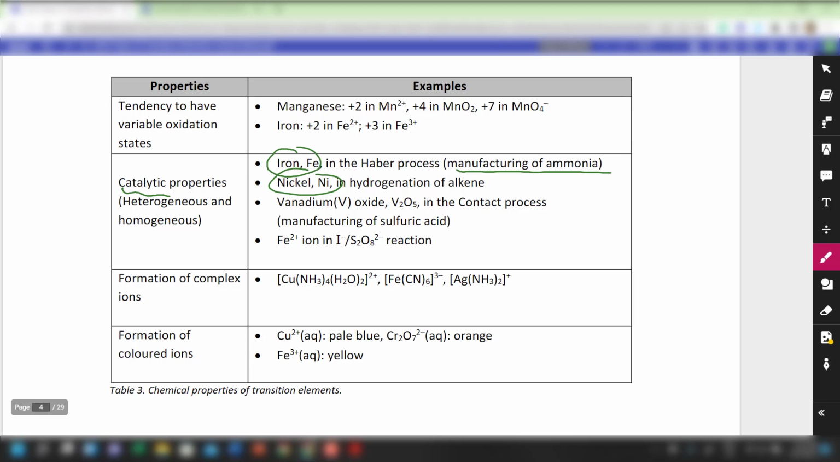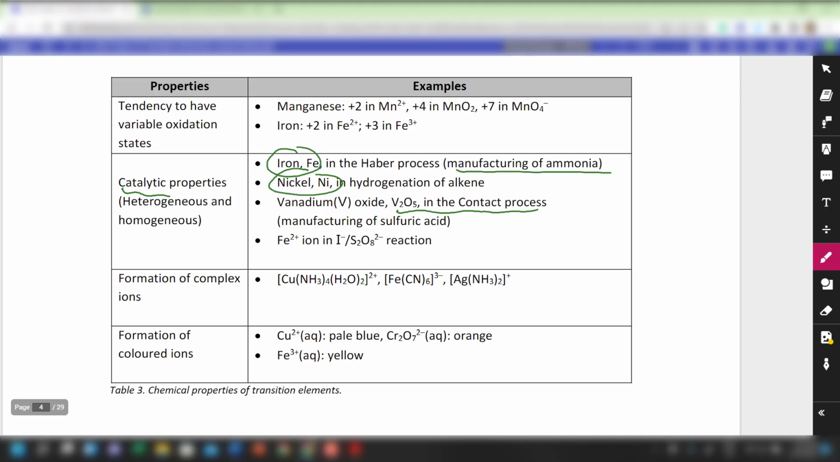Beyond nickel, you know that you can also use platinum, and palladium. But they are not the first row transition elements, so usually we will give them a miss in our studies. You also learned about vanadium(V) oxide in the contact process. Some of you might have learned this.